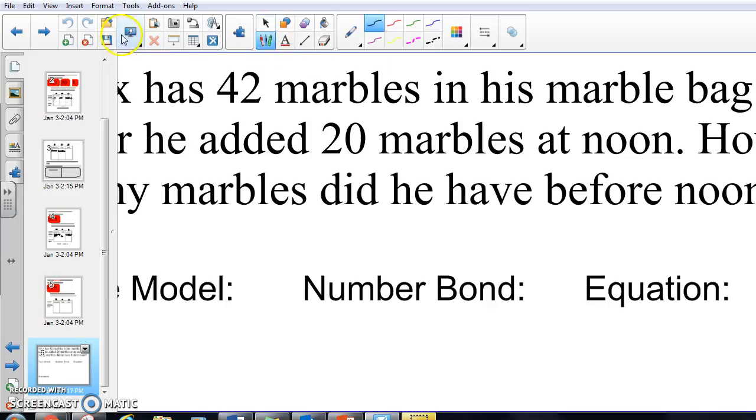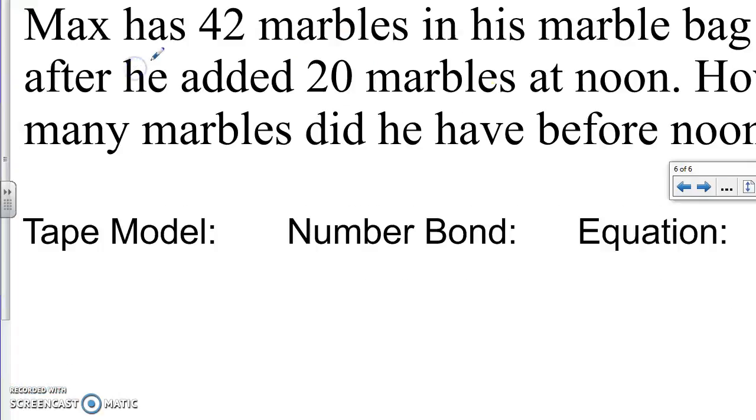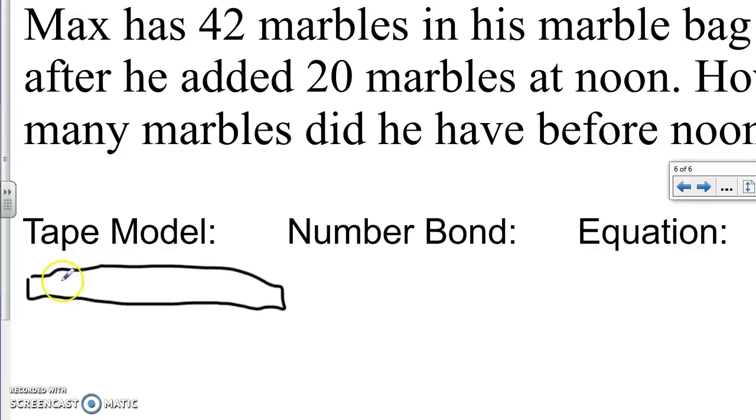So to represent that, I'm always going to start off by drawing a tape model to represent the problem. So I know all together Max has 42 marbles. I know that he added more marbles at noon, and he added 20 marbles at noon. So we want to know how many marbles Max had before he added 20 more.